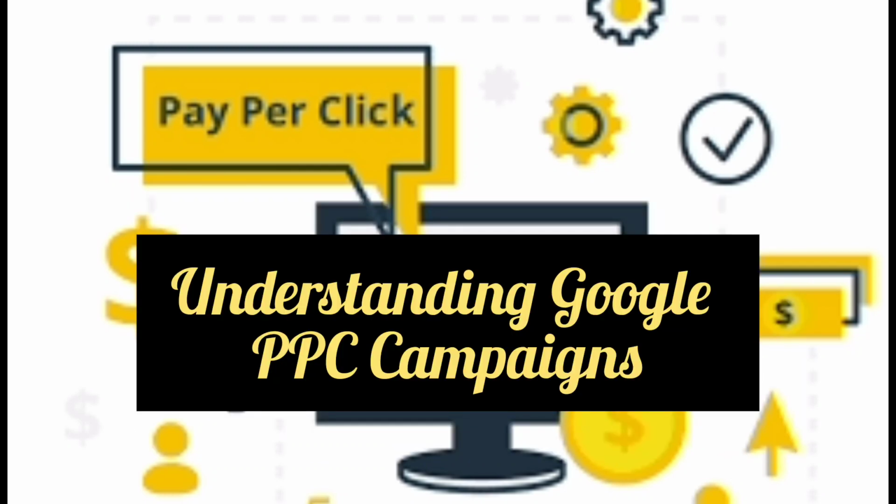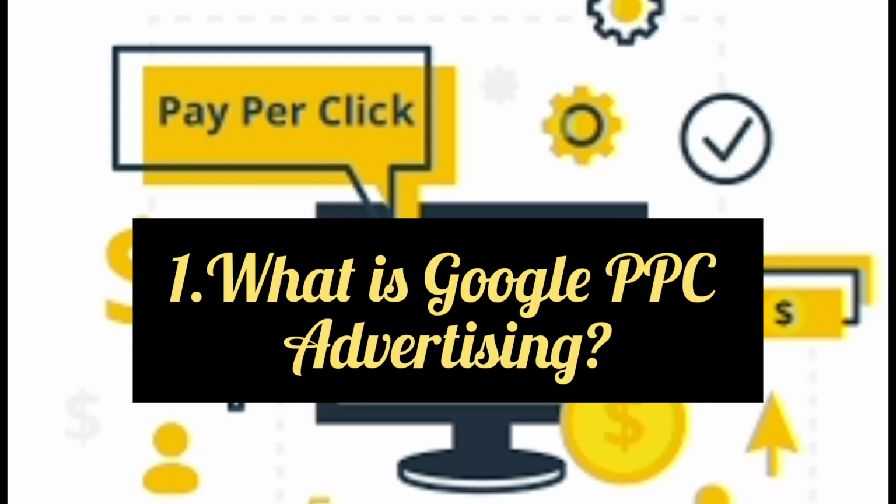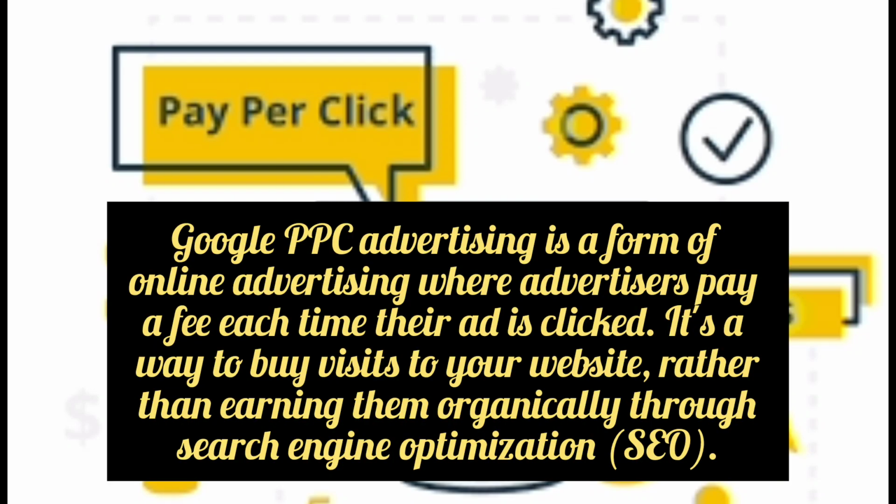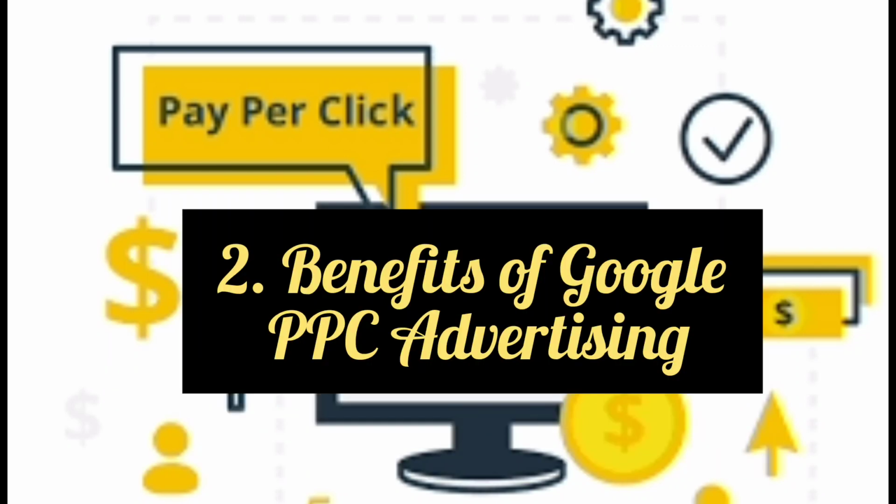Understanding Google pay-per-click campaigns. Number one, what is Google pay-per-click advertising? Google pay-per-click advertising is a form of online advertising where advertisers pay a fee each time their ad is clicked. It is a way to buy visits to your website rather than earning them organically through search engine optimization.